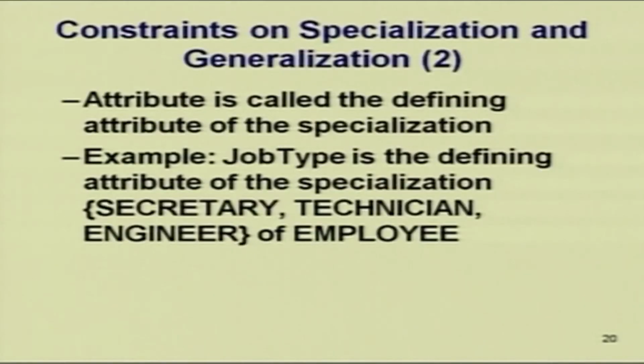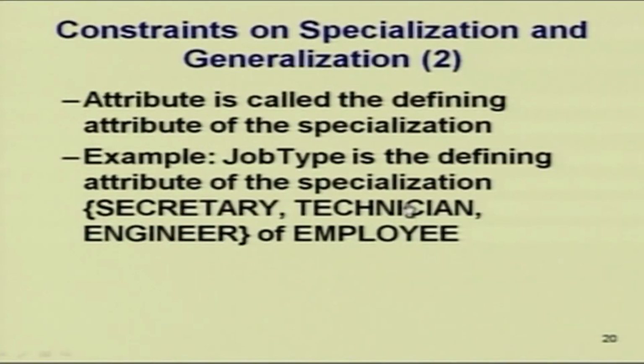That particular attribute which decides the division into subclasses is called the defining attribute. For example, job type is the defining attribute of the specialization where we separate employee into secretary, technician and engineer. It is based on the attribute job type.